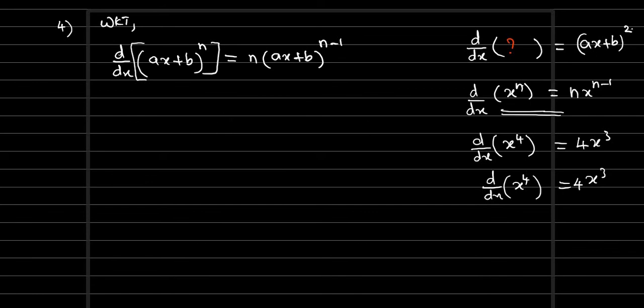After that, normally in general formulas, we will not have any coefficients with the x. But here we have a coefficient. Whenever x has a coefficient, we need to differentiate it again. That's the chain rule. So a times x differentiation is what? A itself. Okay. So what is the actual derivative? a n times ax plus b power n minus 1. This is the actual derivative we are getting.